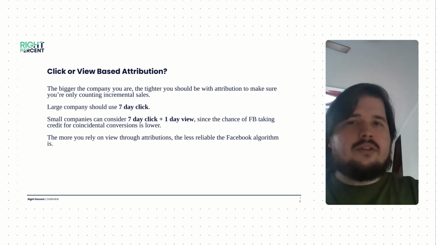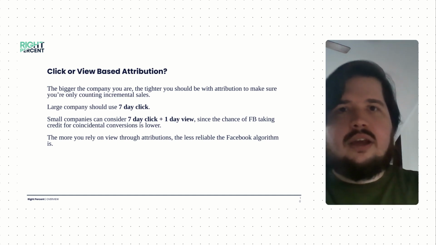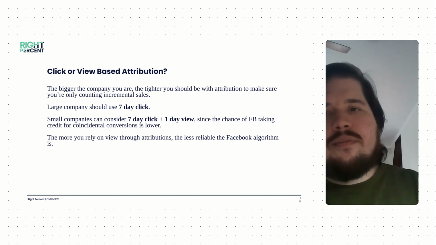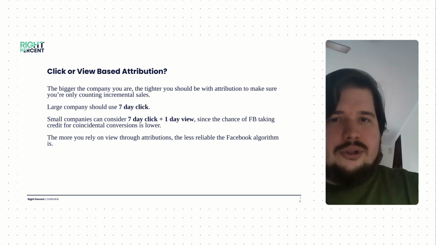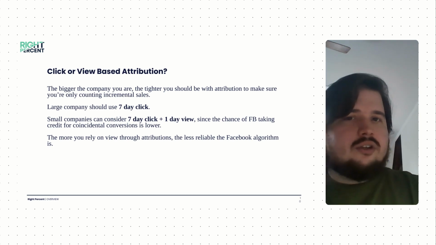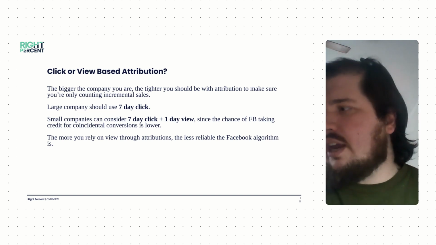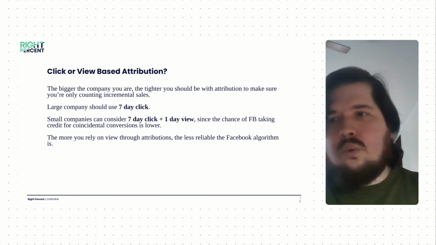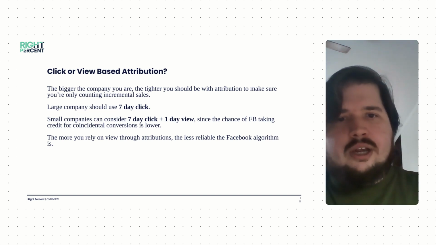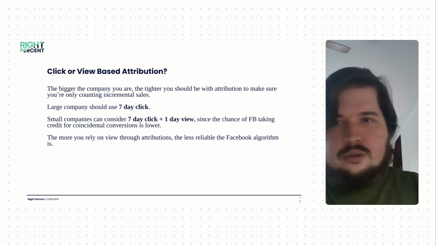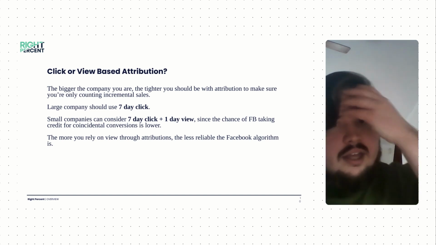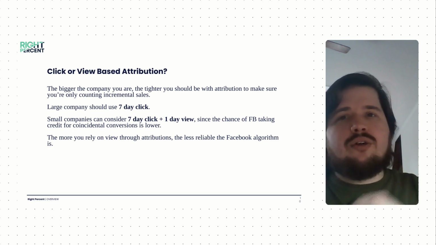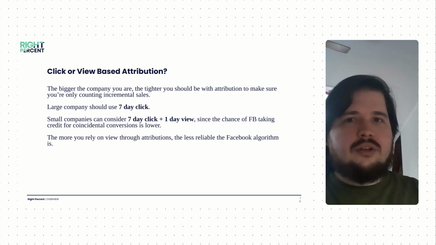Especially because smaller companies need as many conversion events as they can get so the algorithm can optimize. That said, the more you rely on view through attribution, the less reliable Facebook's targeting algorithm is. I've seen a client where we audited and they were getting 80% of their conversions from the 1-day view portion instead of 7-day click. The algorithm can't learn anything at that point. It's not getting true signals.